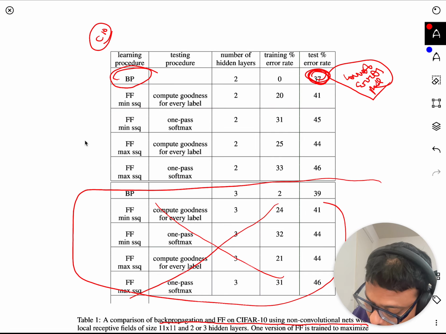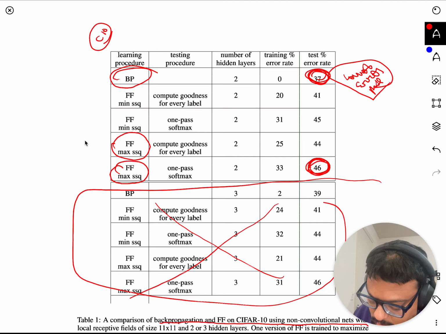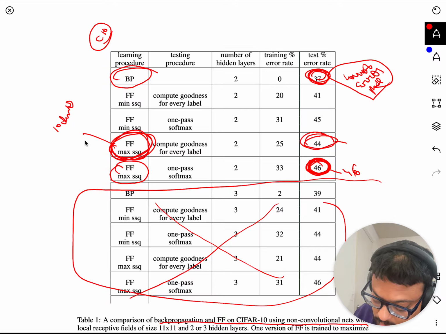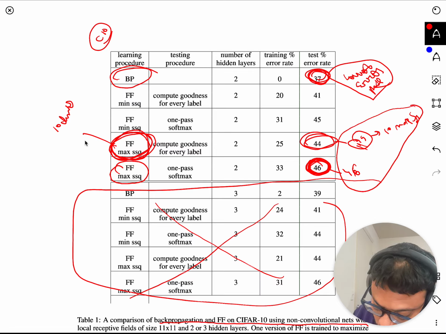Now when you are doing the forward algorithm, you have two ways to do it, right? One is you run inference using a softmax, and it incurs an error rate of 46, which is pretty high. Another way is that you can do 10 forward passes, one for each of the 10 classes in CIFAR 10, and that will give you an error rate of 44. So you can see that this 44 is at the expense of 10 more forward passes.